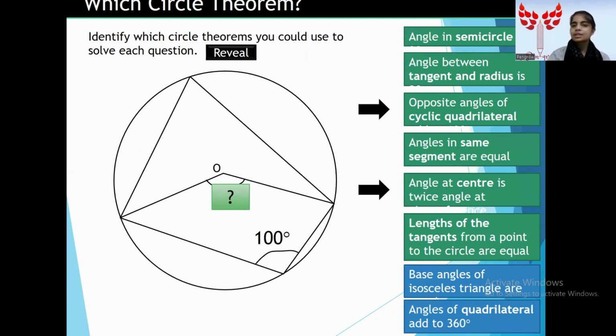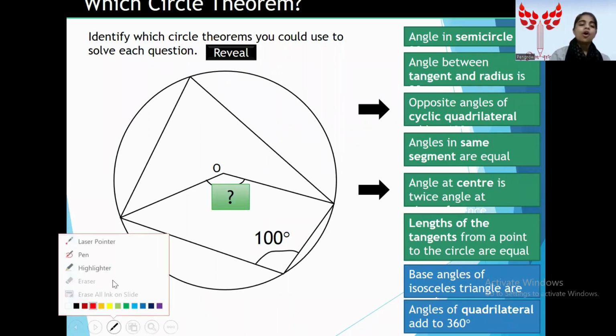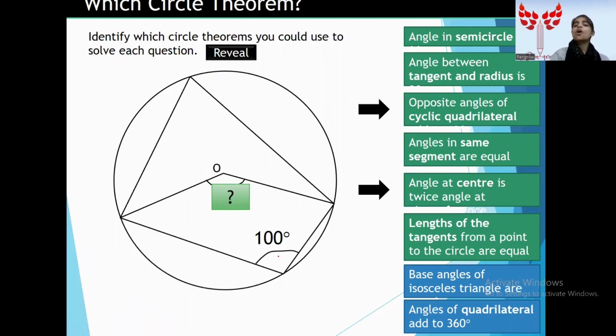For some reason, these words are not coming, but no issues. We are going to walk through the question. Opposite angles of a cyclic quadrilateral, sorry, they're not equal. They add up to 180 degrees. So this is going to be 80. And now we need to find this. The angle at the center is twice the angle at the circumference. So 80 into 2, this is going to be 160. So we get our answer of 160.